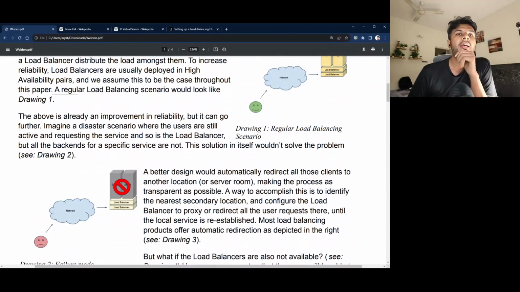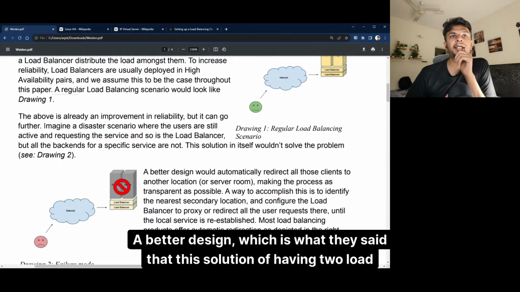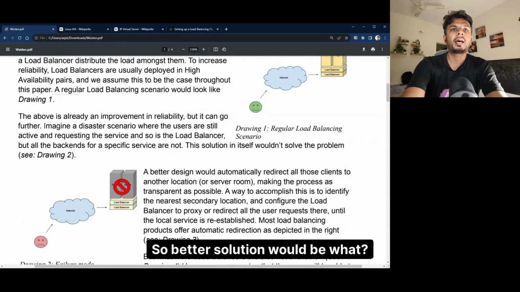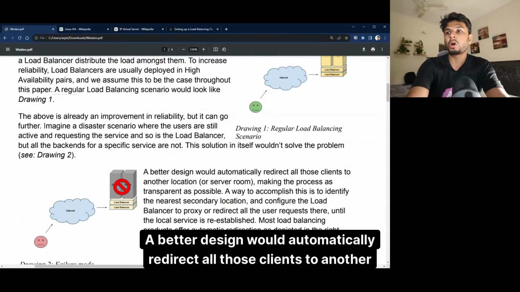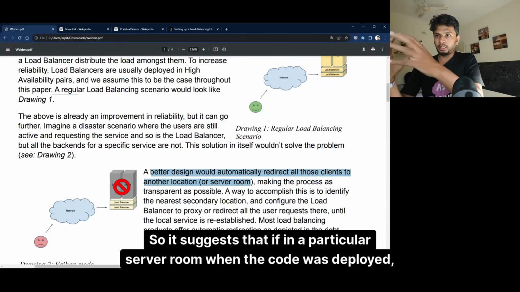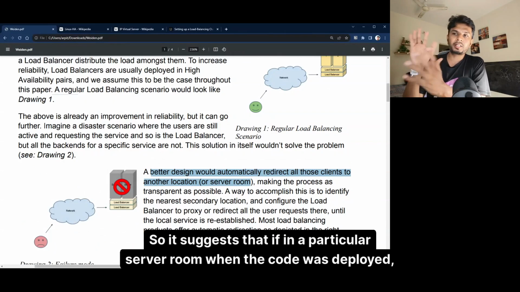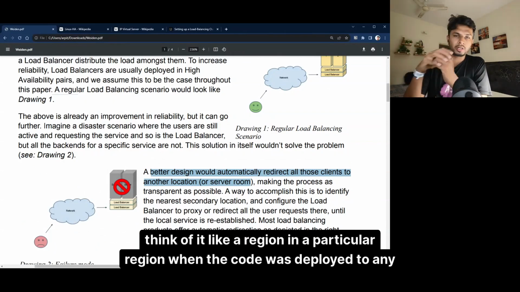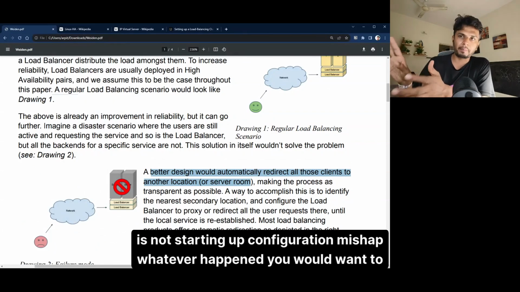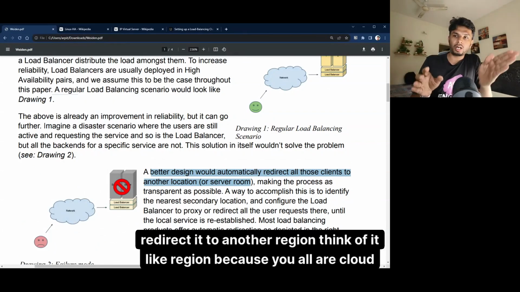Just perfectly fine. A better design, now, which is what they said, is that this solution of having two load balancer servers will not solve this problem. So a better solution would be what? A better design would automatically redirect all those clients to another location or server room. So it suggests that if in a particular server room, think of it like a region, when the code was deployed to any region, for any reason, that region is facing an issue, that the service deployed in that region is not starting up, configuration mishap, whatever happened, you would want to redirect it to another region.